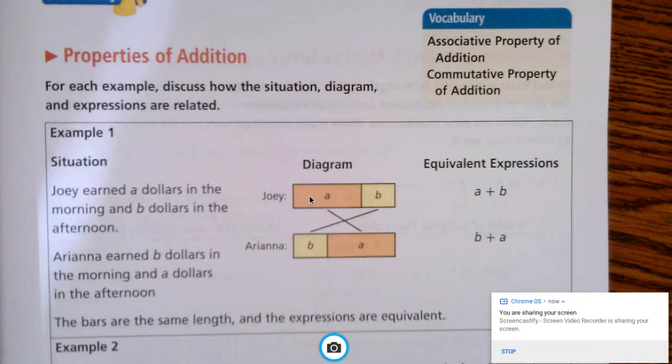If you think about this in the real world, you could say that Joey earned $A in the morning. Maybe the A and the B represent time periods, and he earned $B in the afternoon, whereas Ariana earned $B in the morning and $A in the afternoon. So we could say A means 50 and B means 25. If Joey earned $50 in the morning and another $25 in the afternoon, to find out the total, or the sum, you'd combine them and get 75. Same thing with Ariana, but we would say she earned 25 in the morning and 50 in the afternoon. So that's what that means.